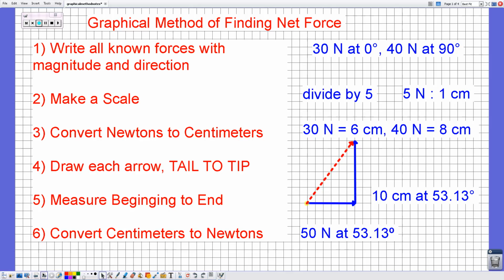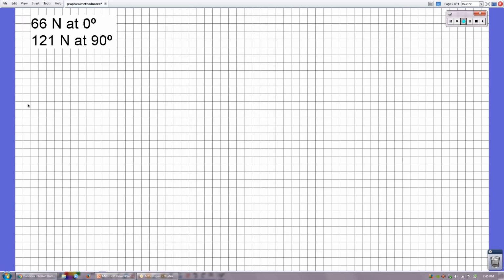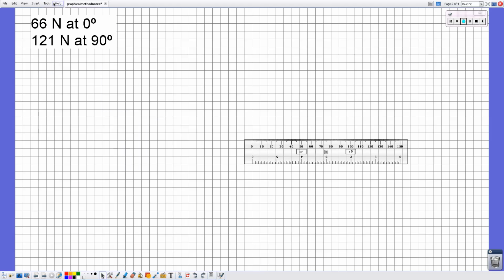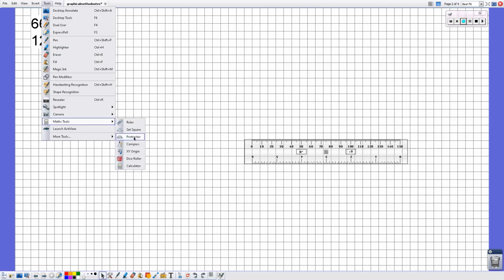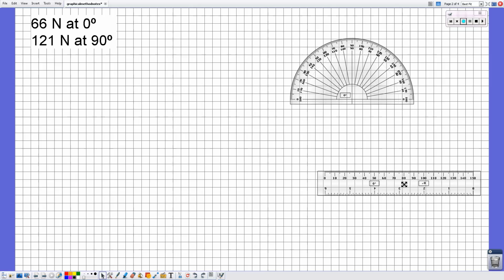Alright, so that's the brief overview. Let's now do some examples. Alright, so here I got 66 newtons at 0 degrees and 121 newtons at 90 degrees. So I'm going to need 2 tools. I'm going to need my ruler, and I am going to need my protractor. Alright, they're beautiful, I know.